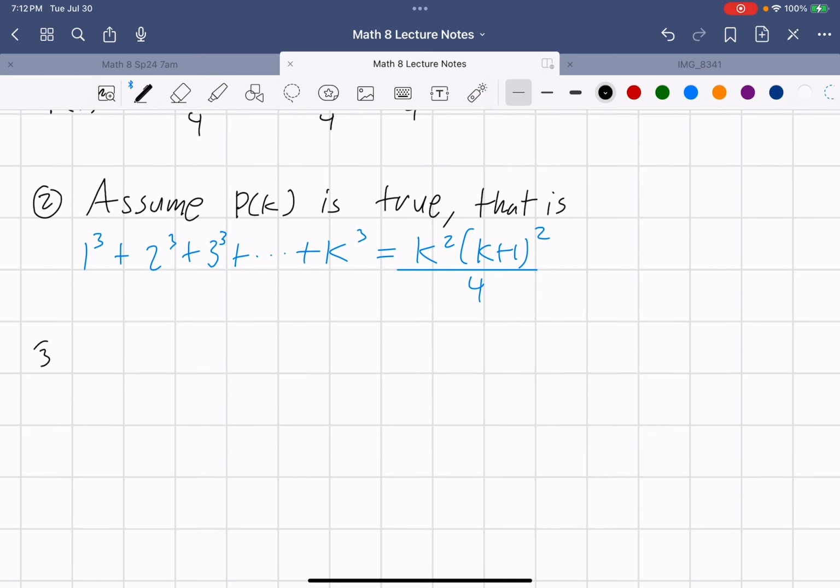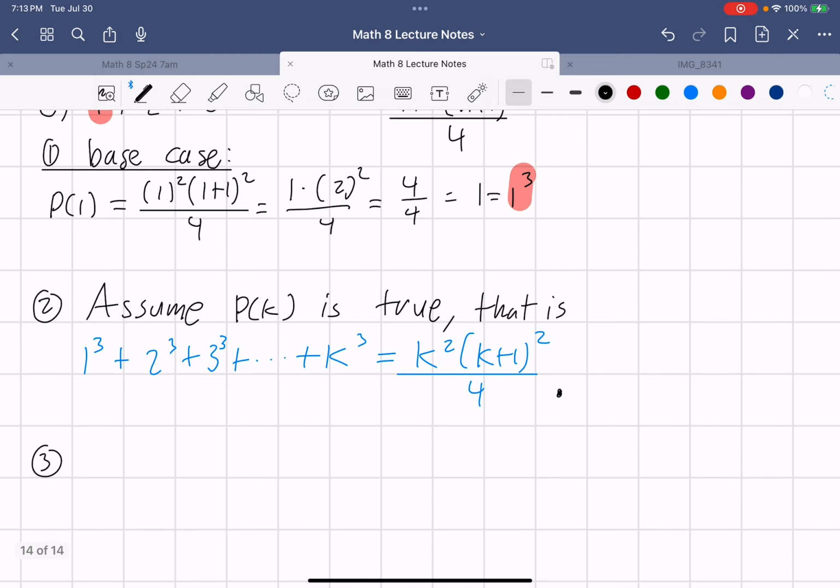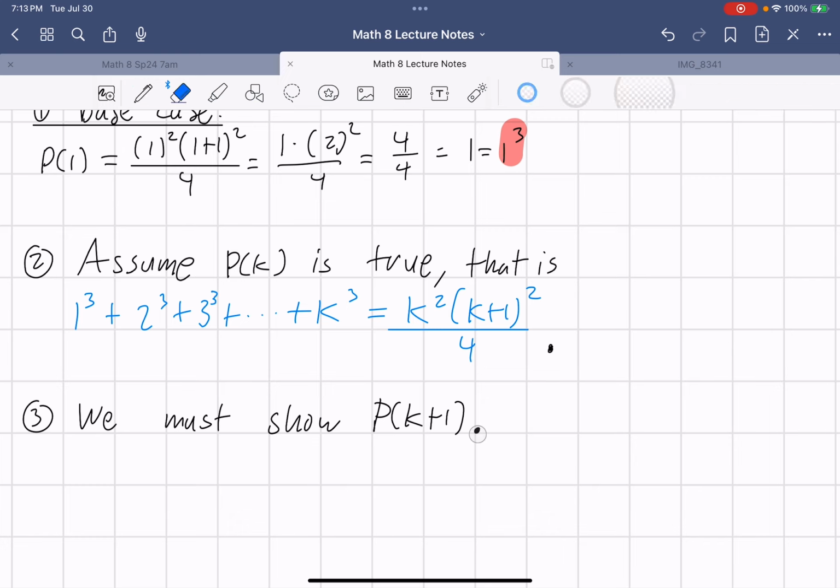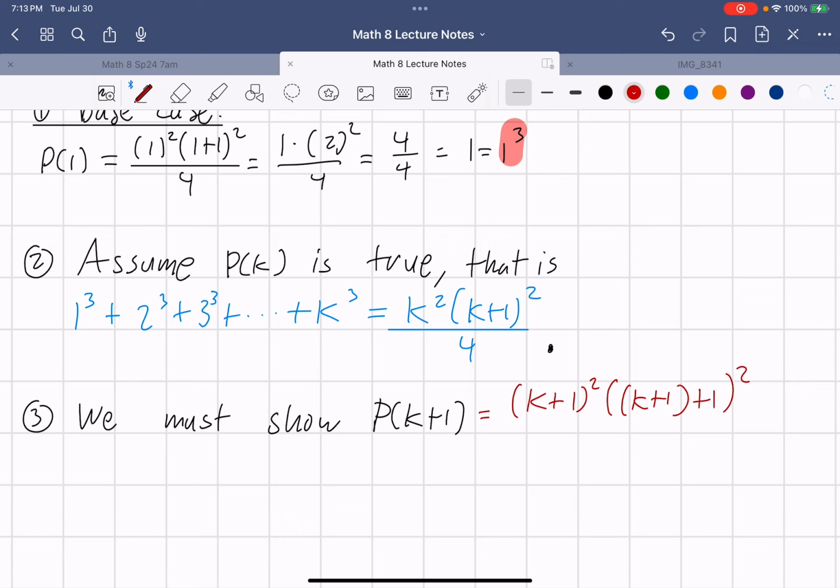Now, step 3, so put a period there. Normally this would be one fluid sentence, but I'm breaking it up into steps. We must show P of k plus 1. Normally I would just say that and then write "so," but I like to put what P of k plus 1 would look like, and it would be like this.